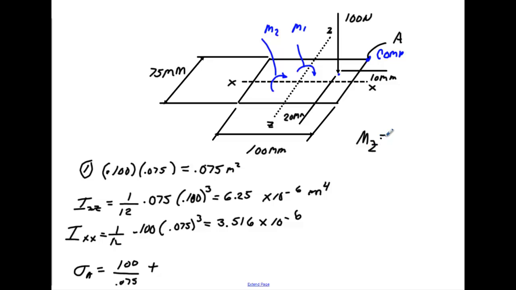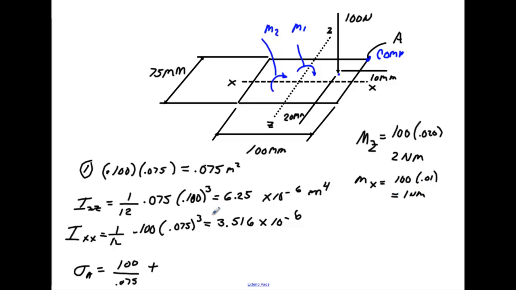Moment Z is going to equal 100 times 0.020. So 100 times 0.02 gives me 2 Newton meters. My moment around the x-axis is going to be 100 times my moment arm, which is 0.001, and that equals 1 Newton meter.